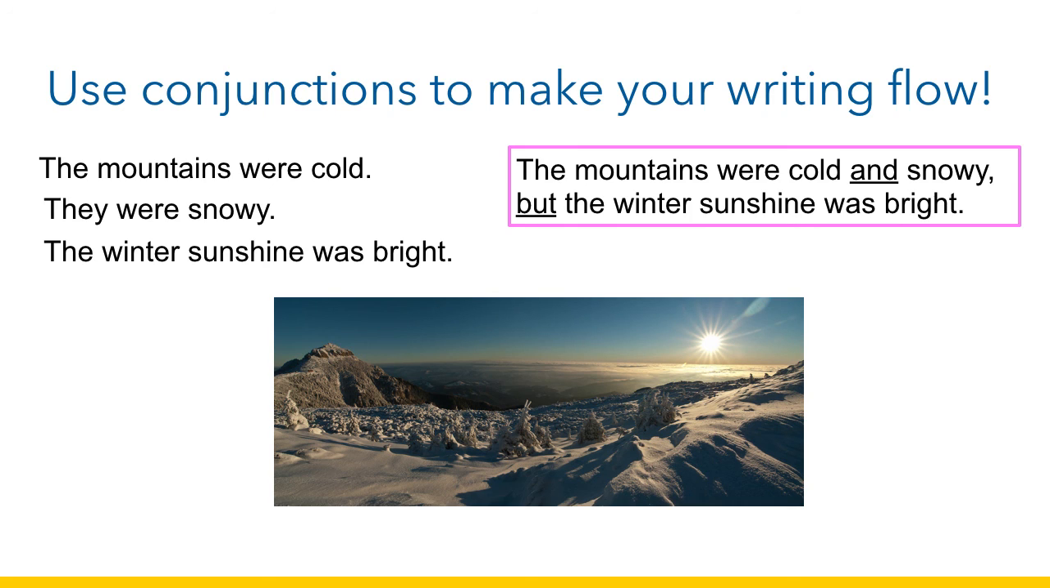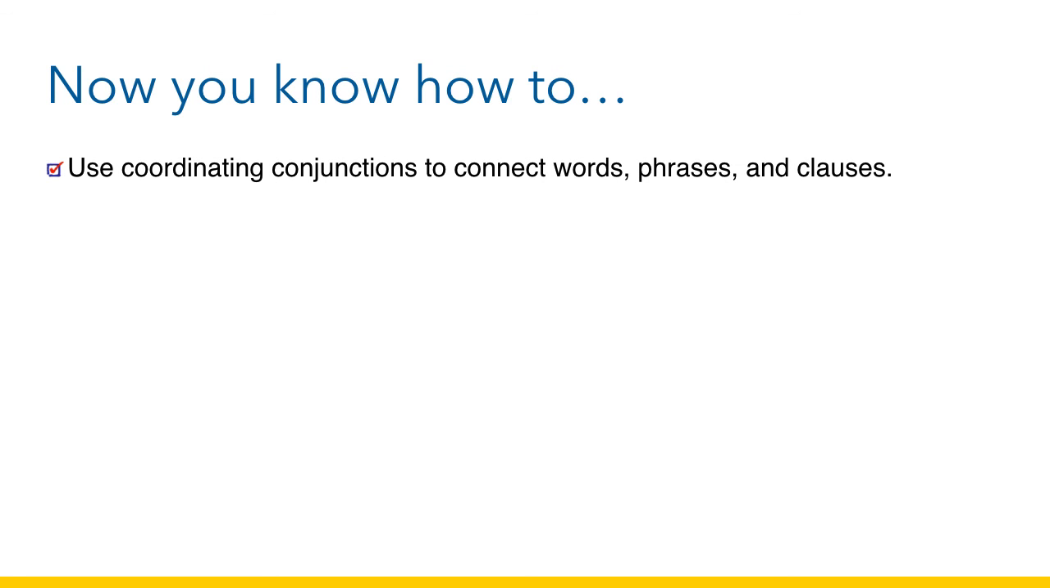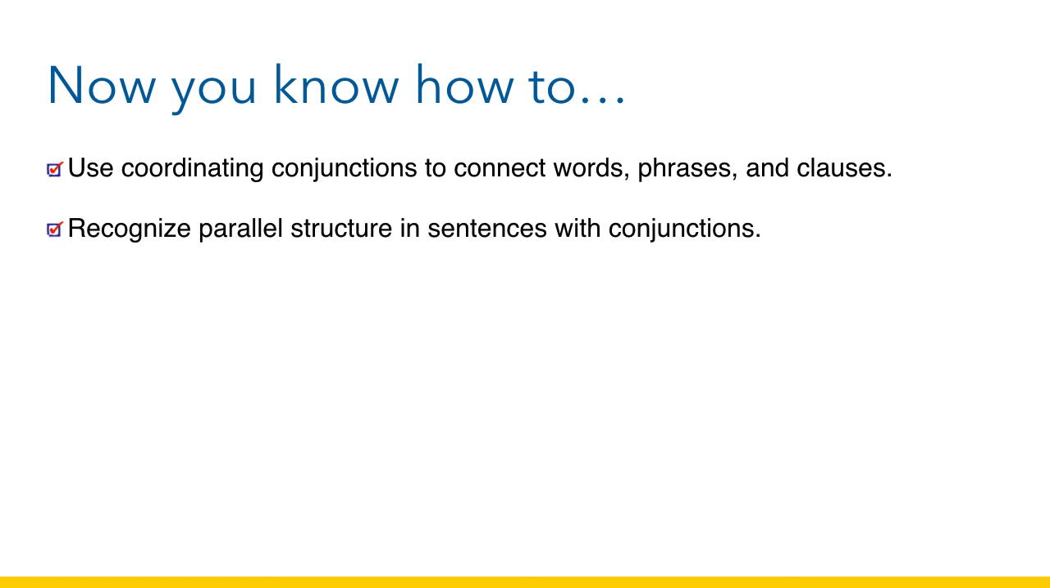Instead of 3 short, choppy, simple sentences, we have 1 clear compound sentence. Practice using coordinating conjunctions in your writing to make your writing flow and your ideas more connected. Now you know how to use coordinating conjunctions to connect words, phrases, and clauses. Recognize parallel structure in sentences with conjunctions, and use commas with coordinating conjunctions.